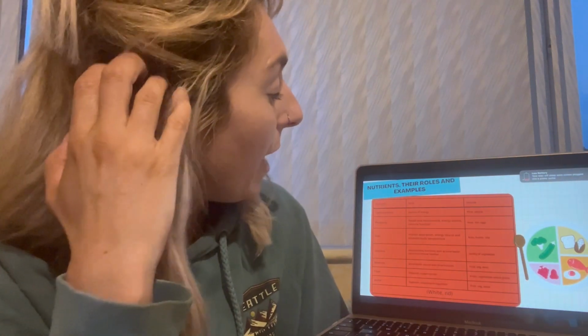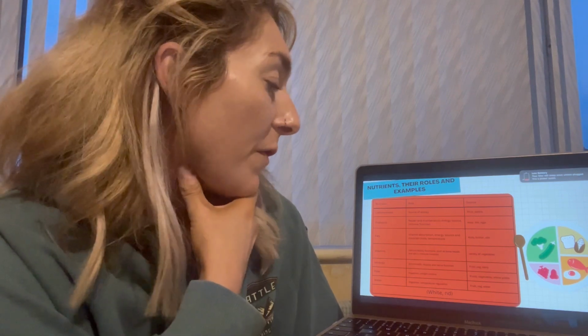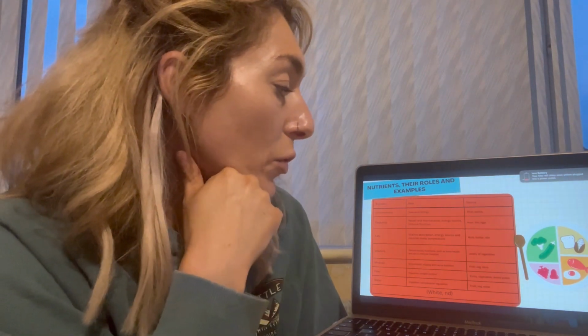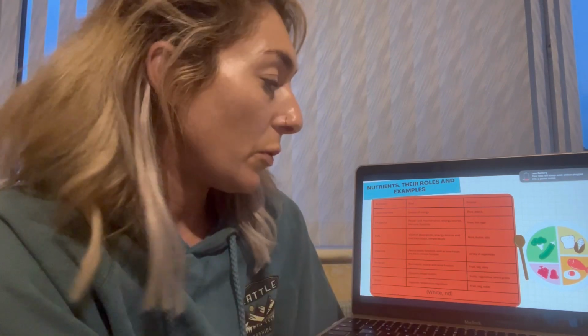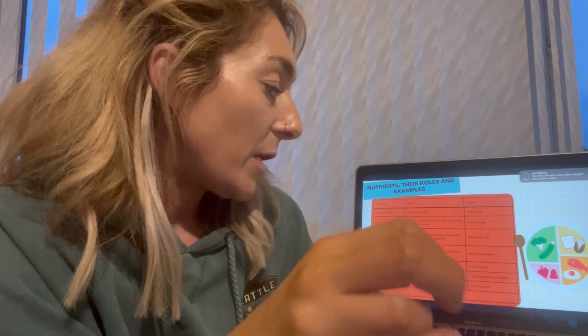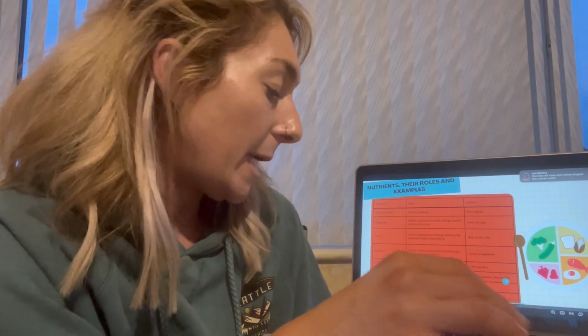And here we have got some examples. So we've got carbs, which are a source of energy: rice and pasta. For proteins, fish, eggs and meat. Fats, we've got nuts, butter and oils. And vitamins, we've got a variety of vegetables. Minerals, fruit, veg and dairy. And fibre, again, fruit and vegetables, whole grains. And water we can get from water itself, fruit and vegetables.